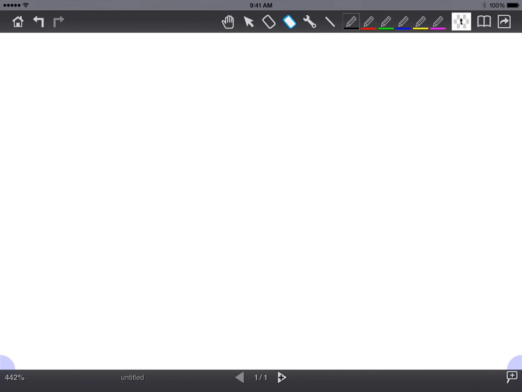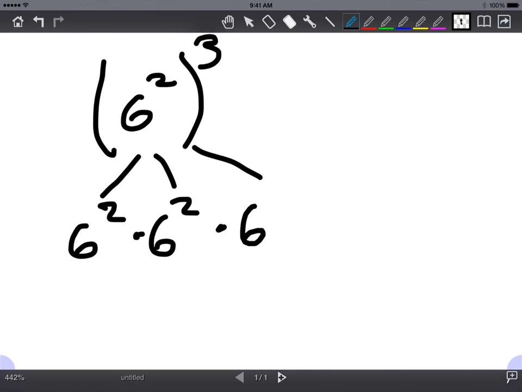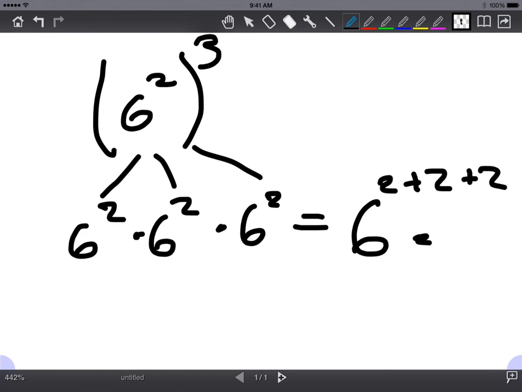Anyway, okay, now I'll show you why that is. And that's more important here. Let's say we have 6 squared, that whole thing to the third. Now we got to think about what this is saying. This is saying I want 3 sets of 6 to the second, and I want to multiply those sets. So that would be simplified to 6 squared times 6 squared times 6 squared. And this just equals 6 to the 2 plus 2 plus 2, which is 6 to the 6. So that's how that formula comes about.